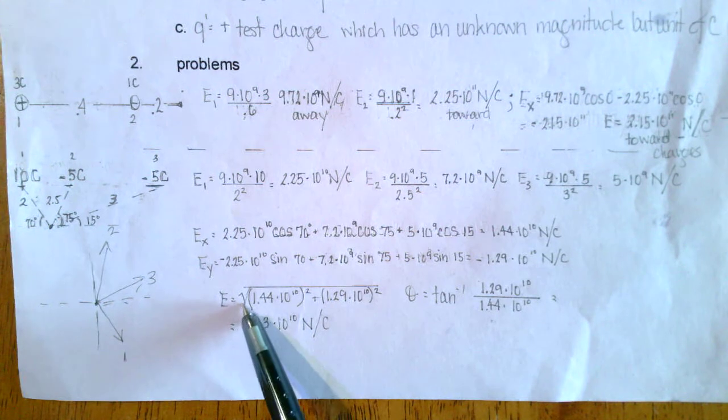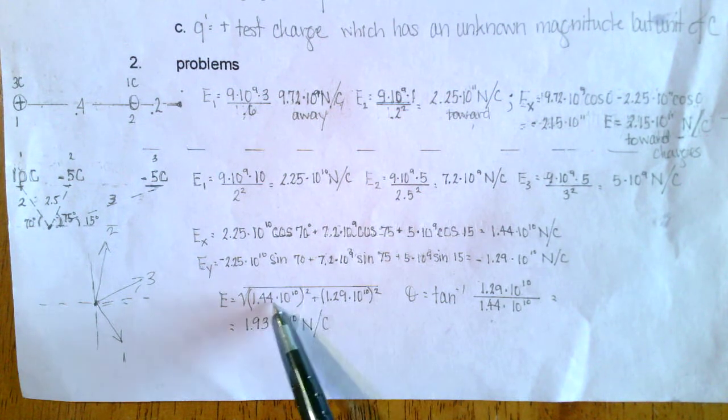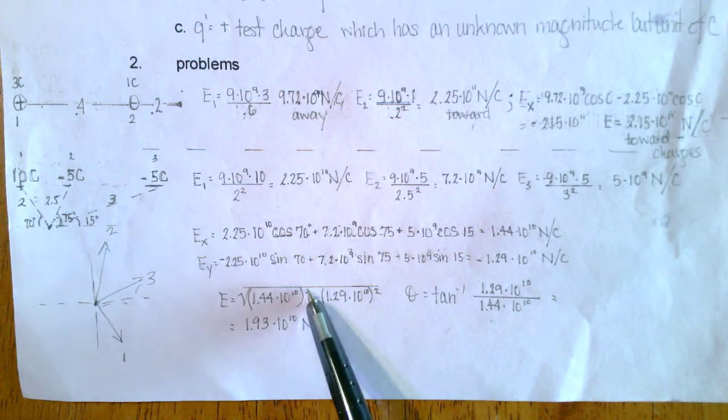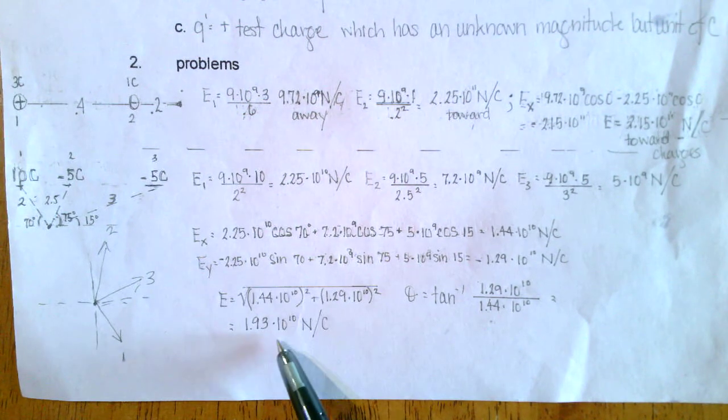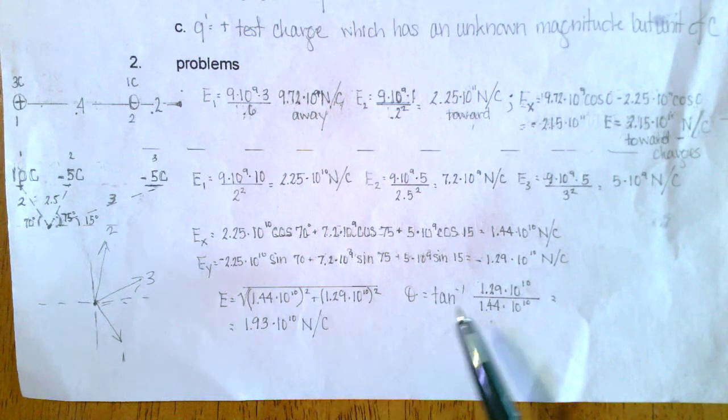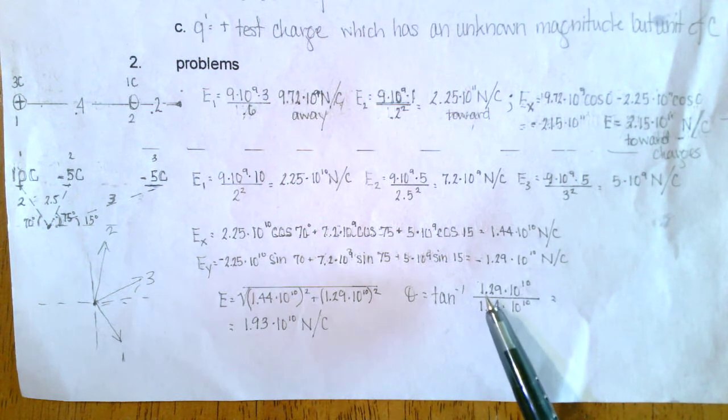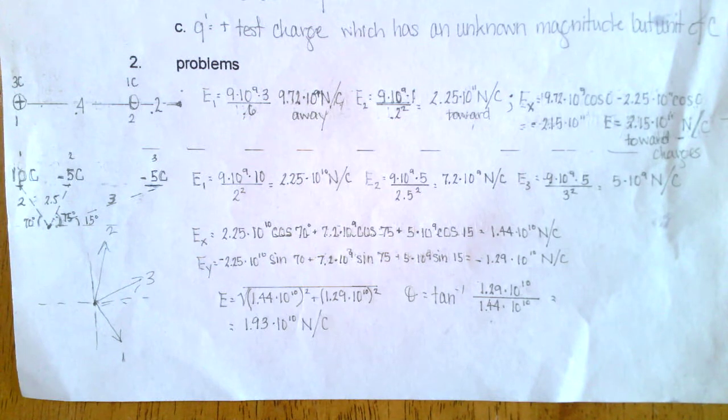To find the result of those 2, or the resultant, I use my Pythagorean theorem formula. 1.93 times 10 to the 10th newtons per coulomb. Theta is equal to the inverse tangent of this over this, and you know what? I never did find theta. Let me find it for you here real quick. So it's 1.29 times 10 to the 10th divided by 1.44 times 10 to the 10th is equal to, and then I take the inverse tangent of that, and I get 41.9 degrees.